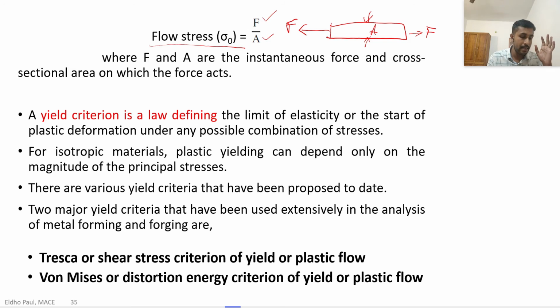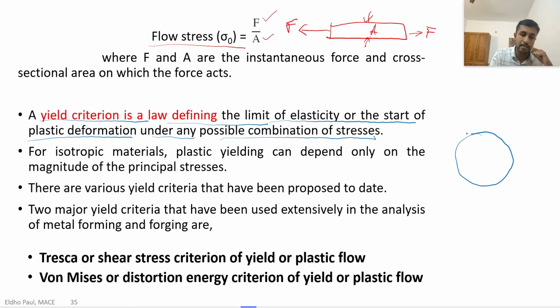So what is yield criteria? Yield criteria is a law defining the limit of elasticity, or the state of plastic deformation, under any possible combination of stresses. For example, this is my object, and it is subjected to different states of stress: sigma 1, sigma 2, sigma 3, sigma 4. It's a very complex state of stress. It's not a uniaxial tension test or uniaxial compression test. So in this case, how much stress has to be applied?